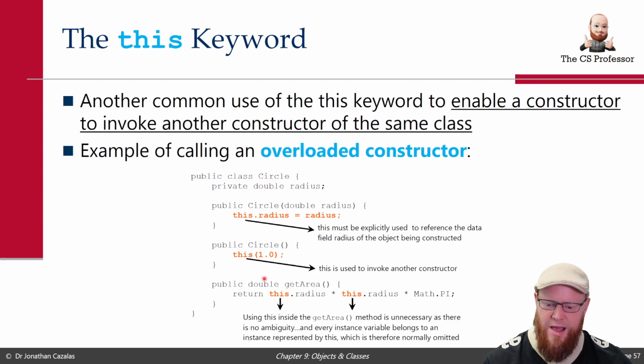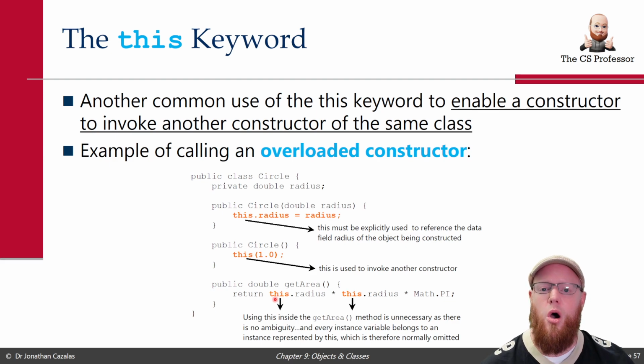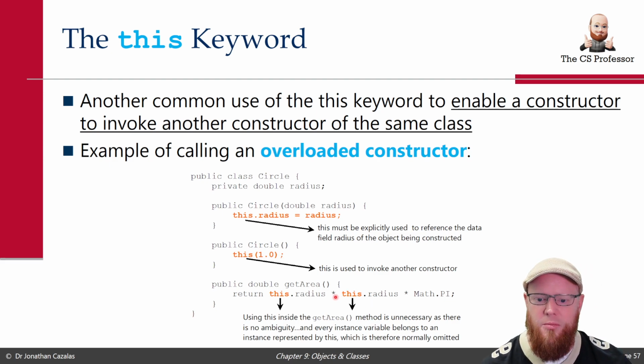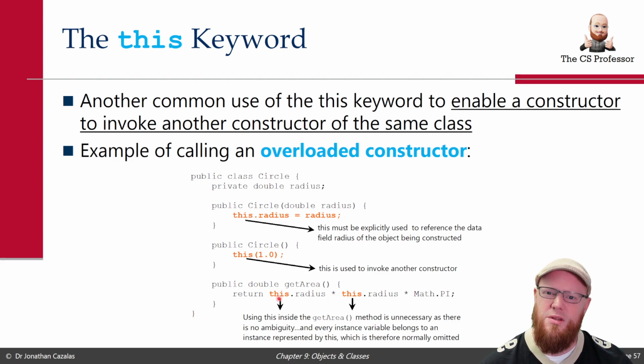Finally, this last method is getArea. I wanted to point out that there's no harm in typing this dot radius times this dot radius times math.pi. There's no harm in doing that. But I also wanted to say that we would usually omit this keyword this right here, and we would omit the keyword this right here before radius.